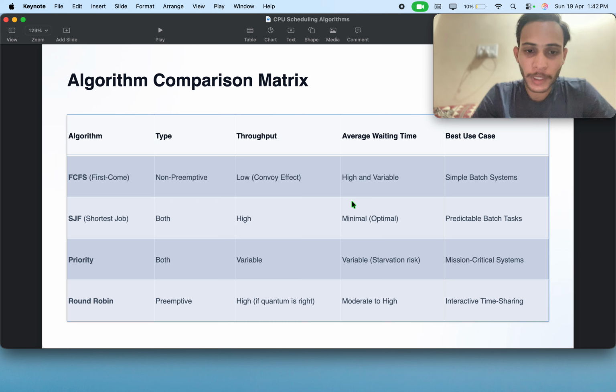Here is a quick summary matrix of all the algorithms. FCFS is simple but it is slow. SJF is optimal but hard to predict. Priority scheduling is great for critical tasks, but it risks starvation. Round robin is excellent for interactive systems, provided the time quantum is balanced correctly.